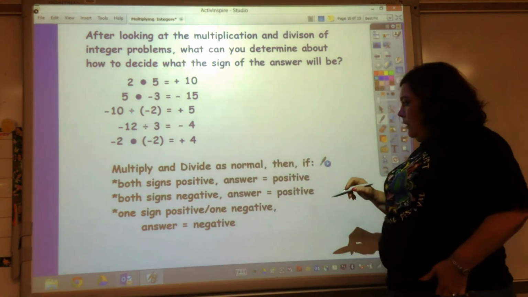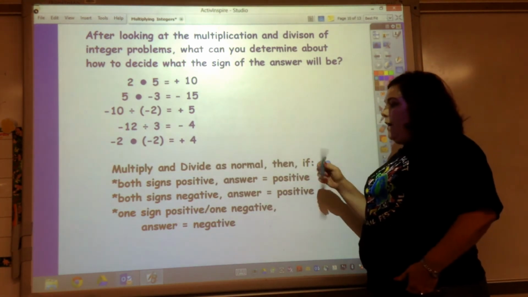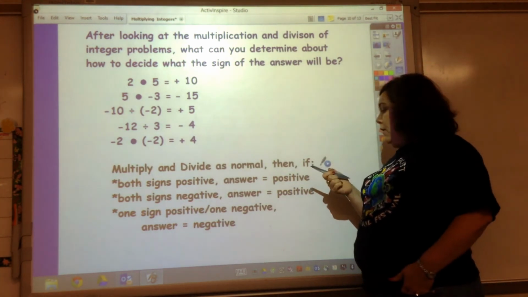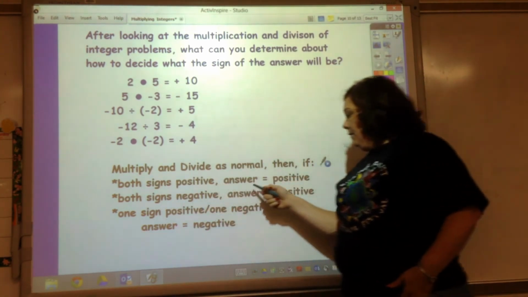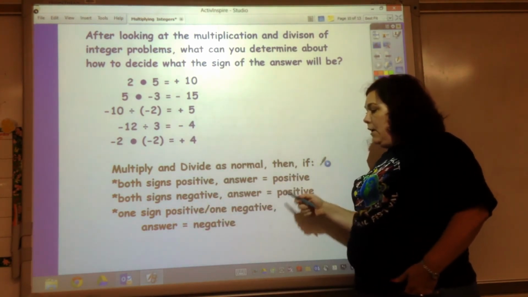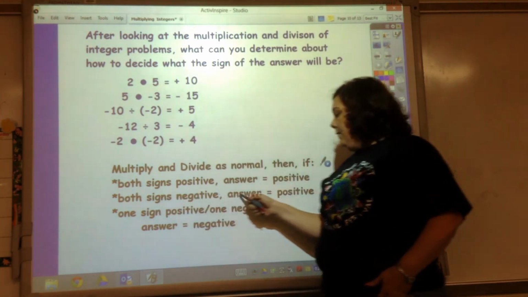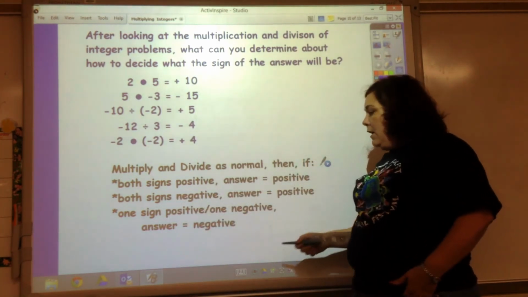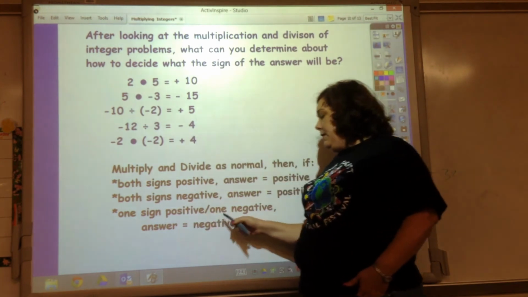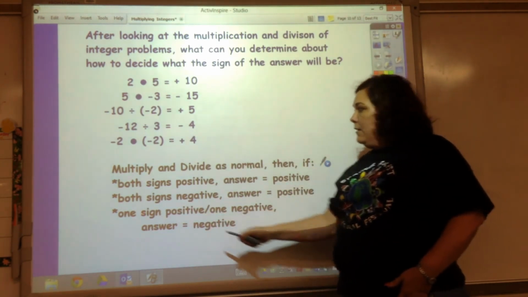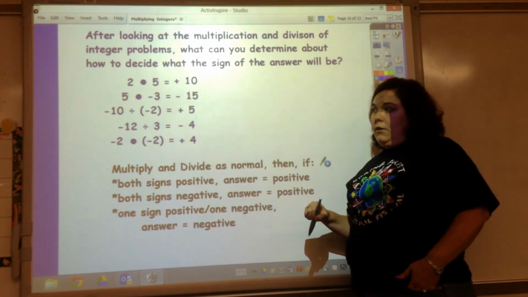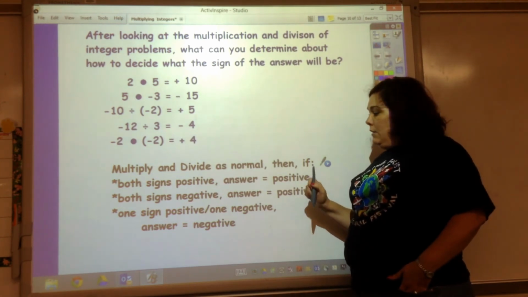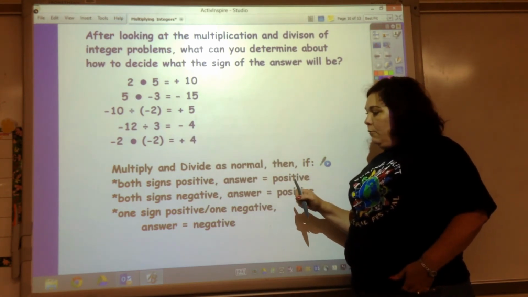So you multiply or divide as you normally would. Then, if both signs are positive, the answer is positive. If both signs are negative, the answer is positive. If one sign is positive and one is negative, the answer is negative. So you'll want to jot this down in your notes and know that this is the way that it works.